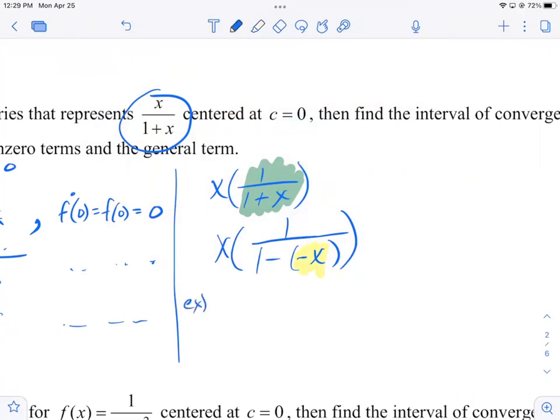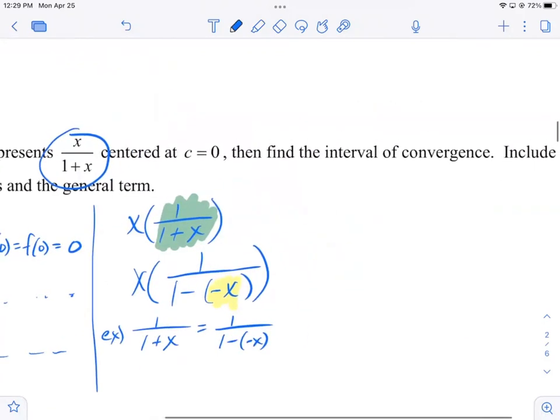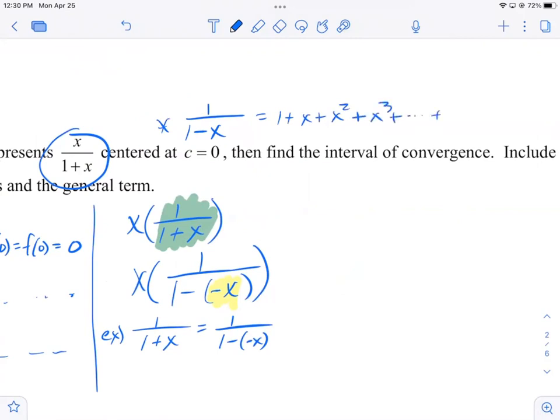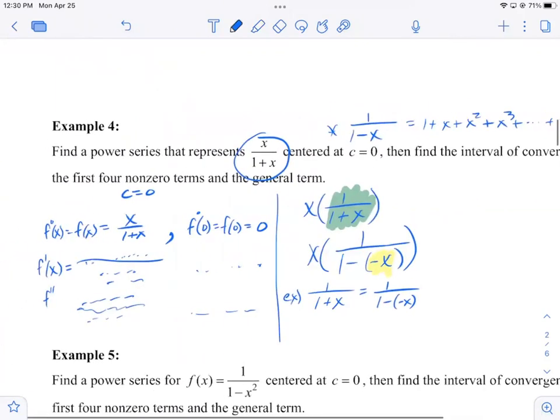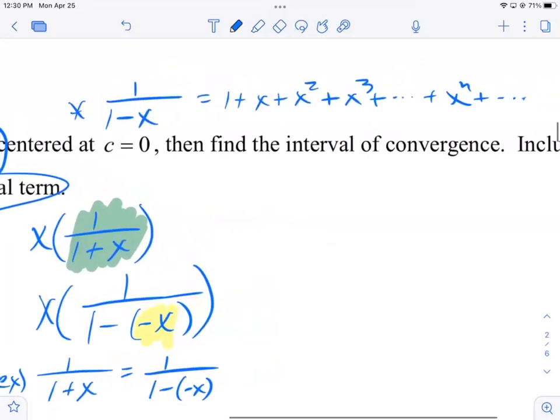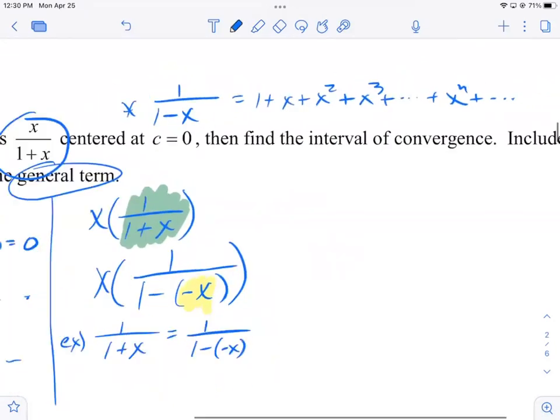So here's example 3. I know that 1 over 1 plus x, I'm just going to write it by itself, is equal to 1 over 1 minus negative x. And let's come up here for reference. Let's just write this down for reference. 1 over 1 minus x is 1 plus x plus x squared plus x cubed plus dot, dot, dot, plus x to the n plus dot, dot, dot. Okay, this is from my brain. Write it down. Now, again, because it did want the general term, let's just go ahead and write down x to the n and modify it as we go.